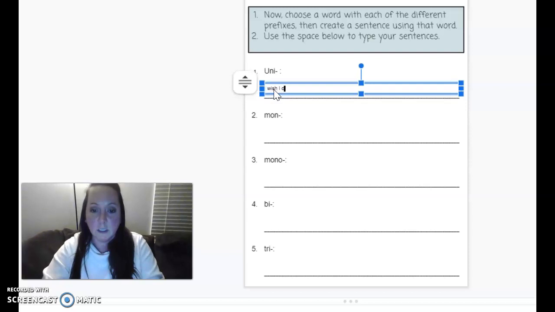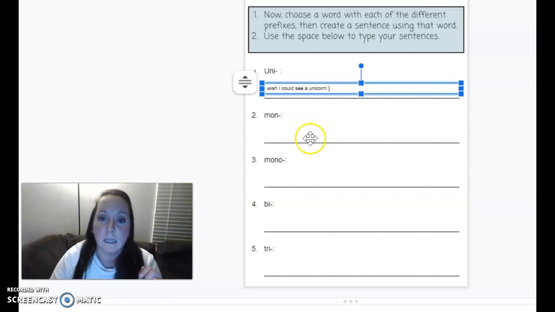I wish I could see a unicorn in my sentence. You will do that for the other 4 prefixes. Submit on Schoology when finished.